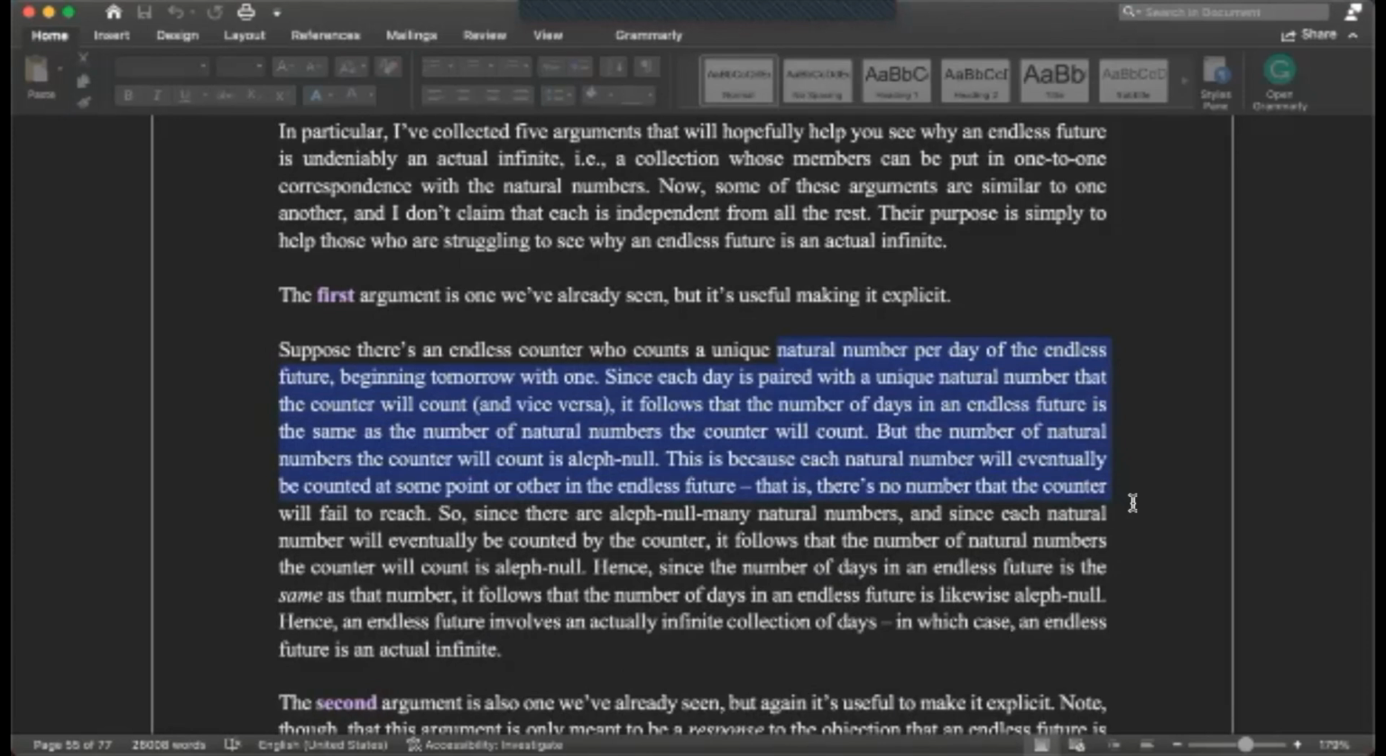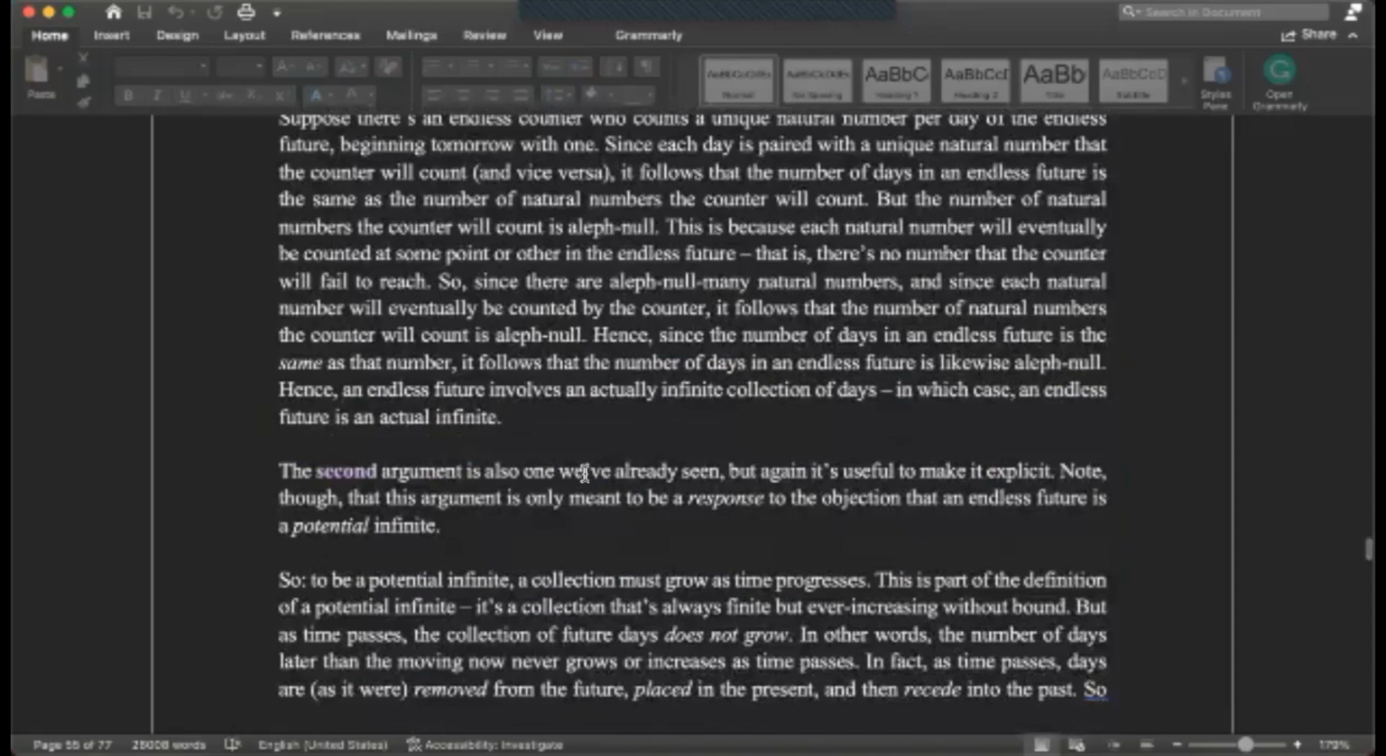So, since there are Aleph null many natural numbers, and since each natural number will eventually be counted by the counter, it follows that the number of natural numbers that the counter will count is Aleph null. Hence, since the number of days in an endless future is the same as that number, as I've already showed, it follows that the number of days in an endless future is likewise Aleph null. Hence, an endless future involves an actually infinite collection of days, in which case, the endless future is an actual infinite.